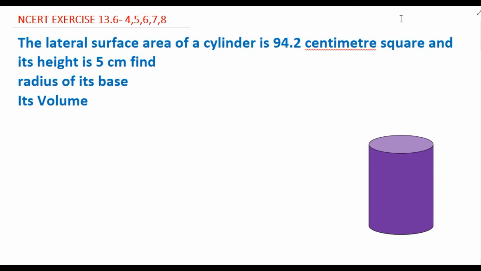We already learned how to find out the volume of a cylinder. Volume of a cylinder is given by pi r square h. In today's video, we will do some problems based on it.